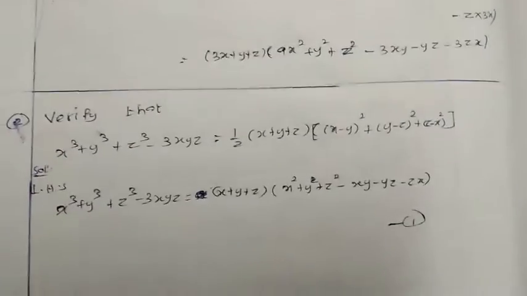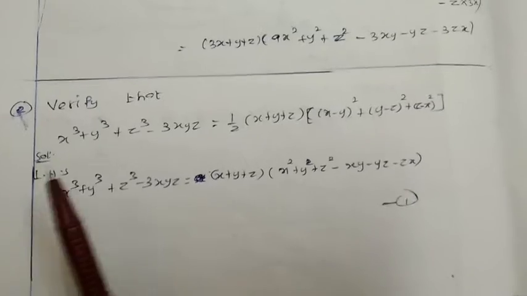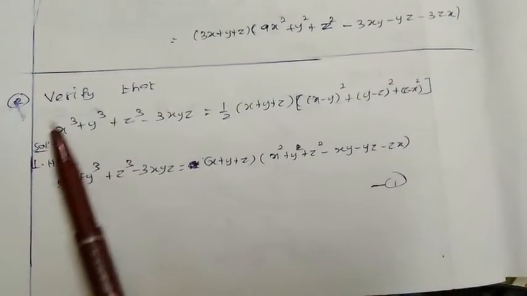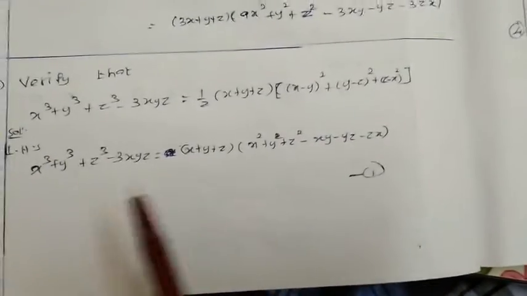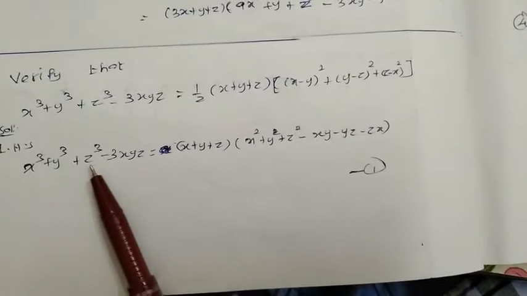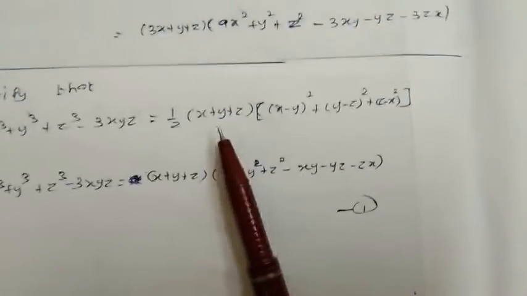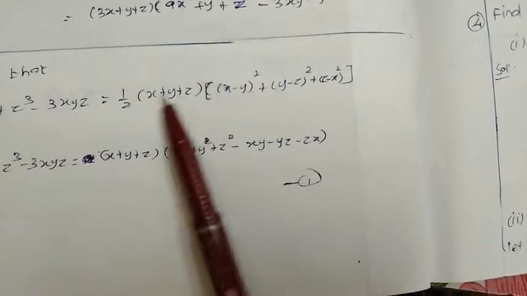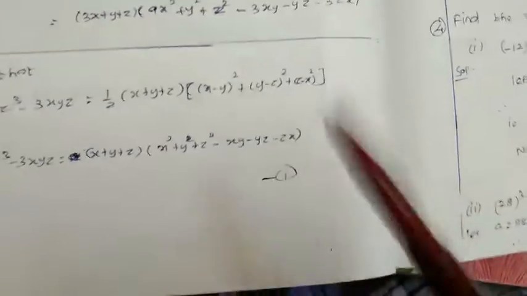Next problem, verify. Left side 1 is given, right side 1 by 2 into this thing given. So now consider the left hand side, only the previous equal symbol. Here left hand side direct identity, that is x cube plus y cube plus z cube minus 3xyz equal to identity. Just write the identity. Now come to the right hand side. This is no problem, but here x minus y the whole square. So expand this by using the a minus b the whole square identity.